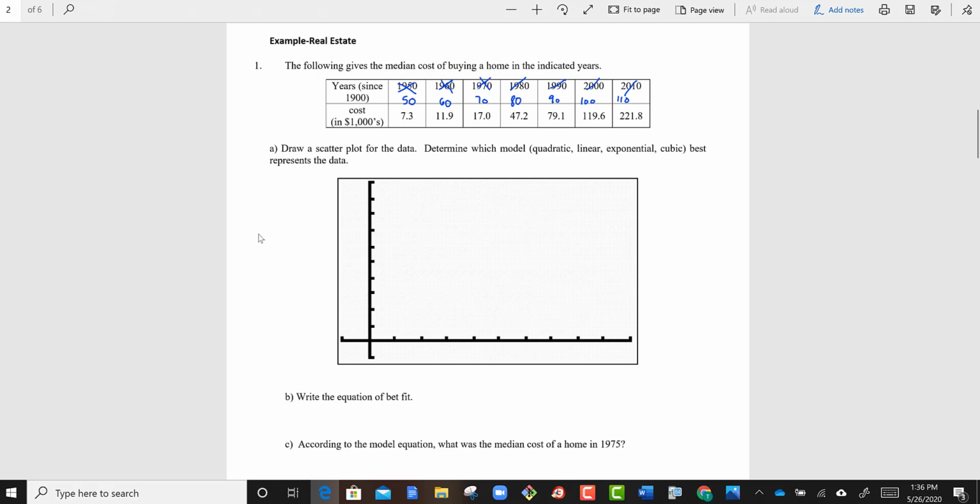The bottom row is fine, but just keep in mind that 7.3 is talking about $7,300. And 221.8 is $221,800, since we're talking about cost of a home in the thousands of dollars. So now I'm going to fill out my scatter plot, and the y-axis is, of course, the cost in thousands of dollars.